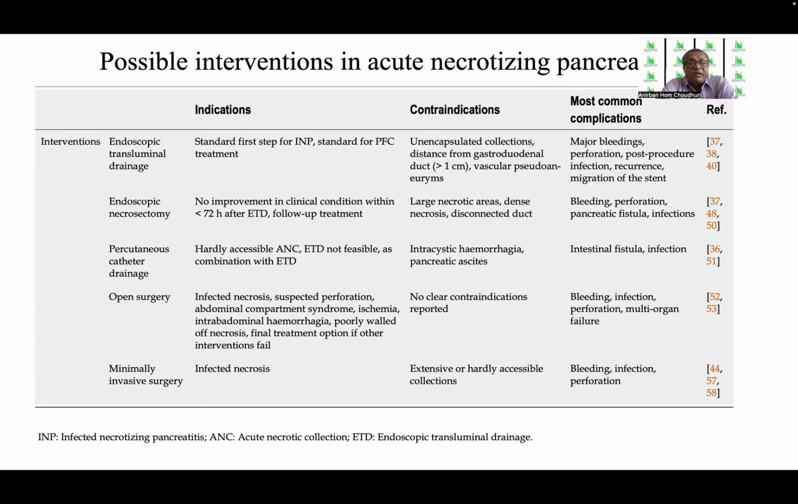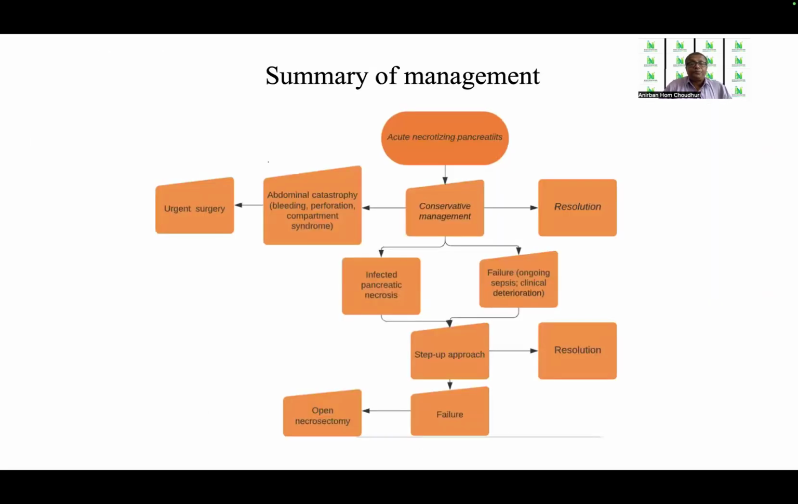So these are the possible interventions in necrotizing pancreatitis. One is endoscopic transluminal drainage, which is again the first approach. Endoscopic necrosectomy is also in the first list. And then there are percutaneous catheter drainage, open surgery, and minimally invasive surgery. They have certain contraindications and their own complications, but yet they are very useful at times.